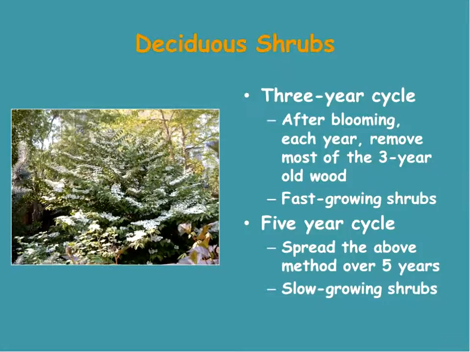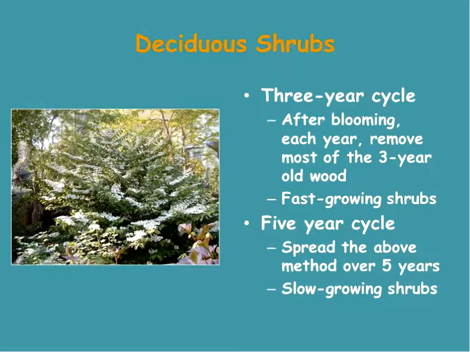So I kind of look at deciduous shrubs in two ways, 3-year cycle or the 5-year cycle. And obviously a 3-year cycle is something more that you might have to do with faster growing shrubs. And this shrub, double file viburnum, is a pretty fast growing one. So you kind of think of those in your yard or your client's yard that grow pretty quickly. And so you can go in and you can prune it each year after it flowers if you want, but then again remove most of the wood every 3 years or so. And that kind of helps revitalize the plant.